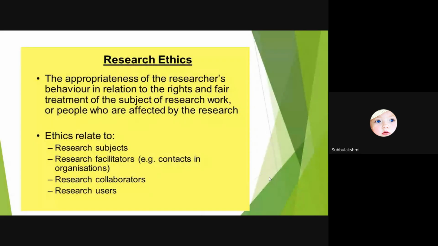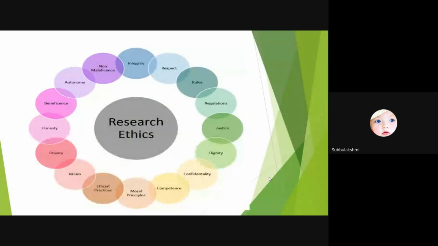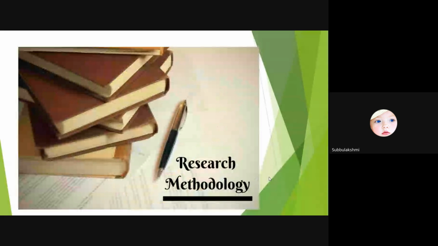So being ethical in whatever we do is very, very important in research, because the research subject, the facilitators, the collaborators, users, everybody is involved. And research ethics, what are all those components that form research ethics? Integrity, respect, rules, regulation, justice, dignity, confidentiality, competence. So values, ethical practice, honesty, beneficence, autonomy, non-malfeasance. So these are all the common factors that put together what we call research ethics.